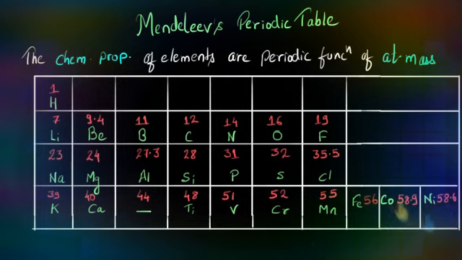But actually, cobalt was placed before because cobalt's chemical properties were similar to the elements below it in this particular group. See, I haven't drawn the periodic table completely because I was running out of space, but there will be some elements over here below cobalt also. So cobalt's chemical properties were similar to the elements of this group, and that's why cobalt was placed before nickel, even though it was heavier. And Mendeleev could not explain this.